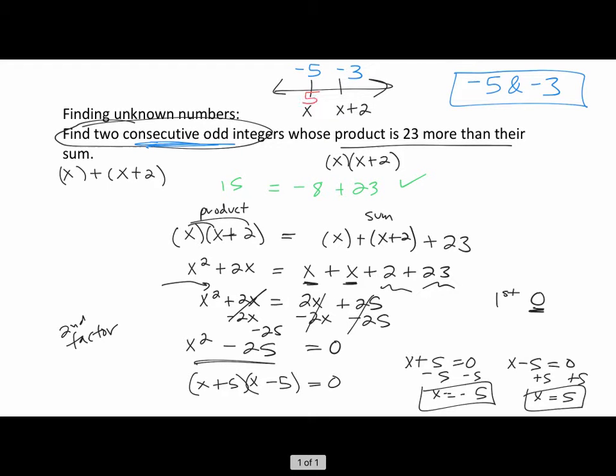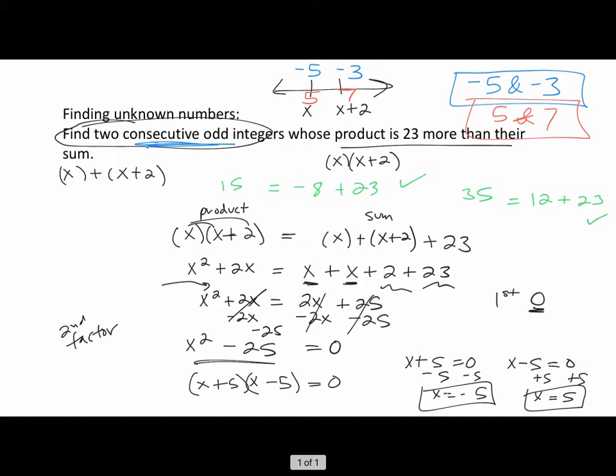So let me check the other integer, 5. If x is 5, then 5 plus 2 is 7. Let's see if that works as well. We could have two answers to this question, so let's see. The product of 5 and 7 is 23 more than the sum of 5 and 7. Yep, that's true as well.